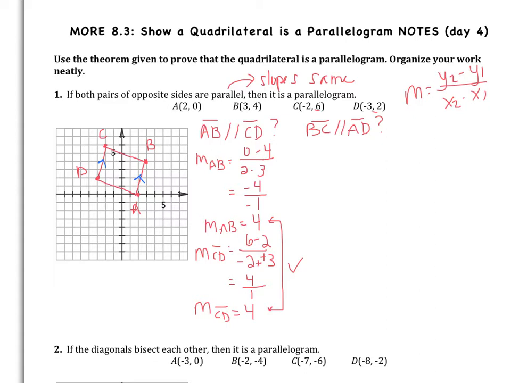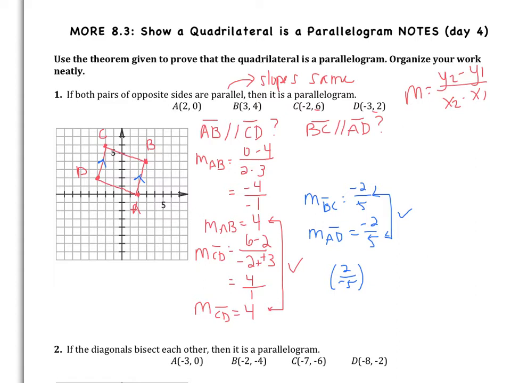Right now, pause the video and you find the slopes of sides BC and AD. Good luck. Okay, you should have shown that the slope of BC is negative 2 over 5, and that the slope of AD is also negative 2 over 5. That's the same thing as 2 over negative 5. So if you got that, that's the same. So again, we have another pair of parallel sides.